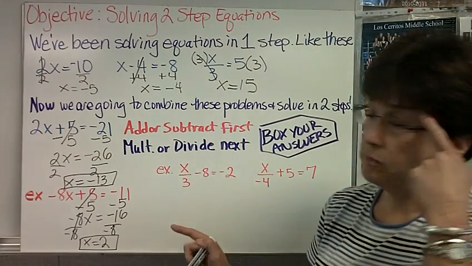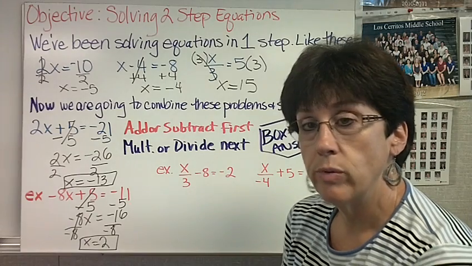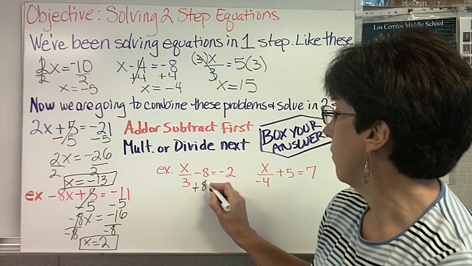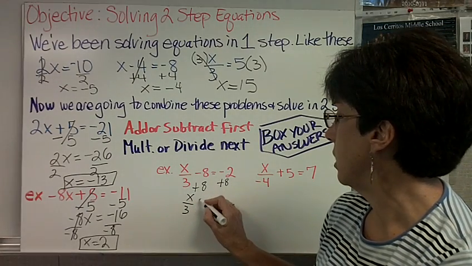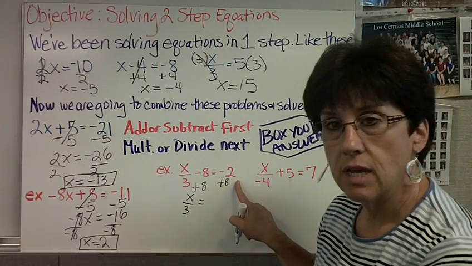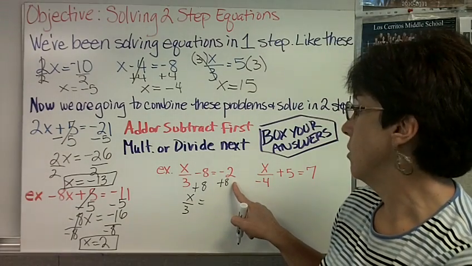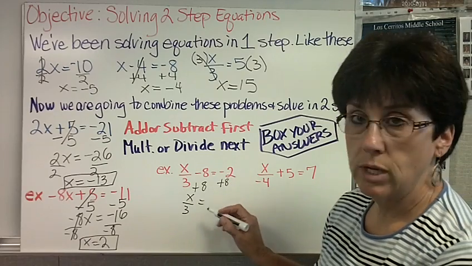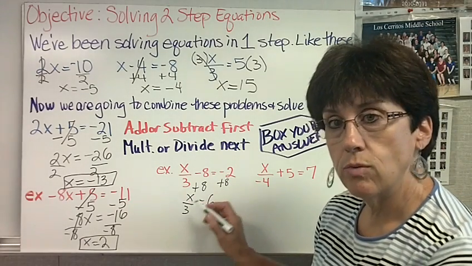How about this one? X divided by 3 minus 8 equals -2. What are we going to do first? Hopefully you said add. Add 8 to both sides. X divided by 3 equals, are the signs the same or different? What are there more of? They're different and they're more positive. So my answer is going to be positive. 8 take away 2, 6. Now, x divided by 3 equals 6.